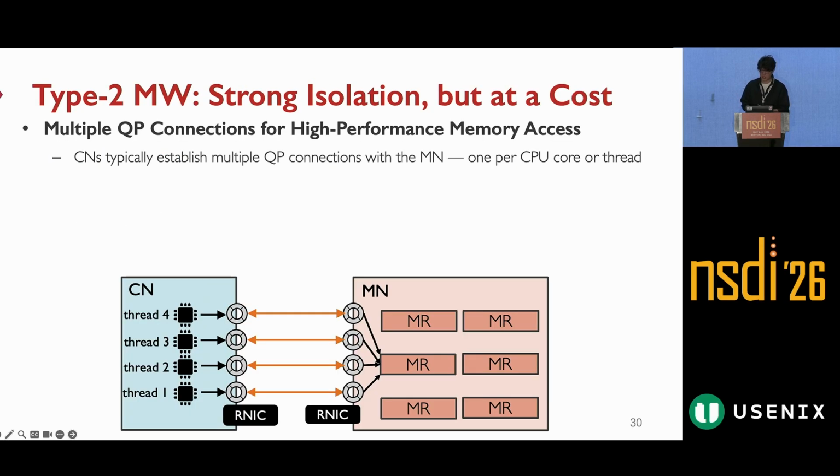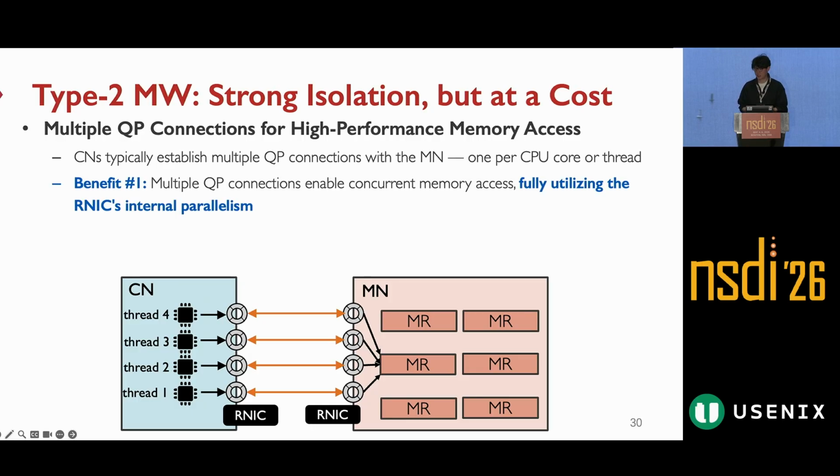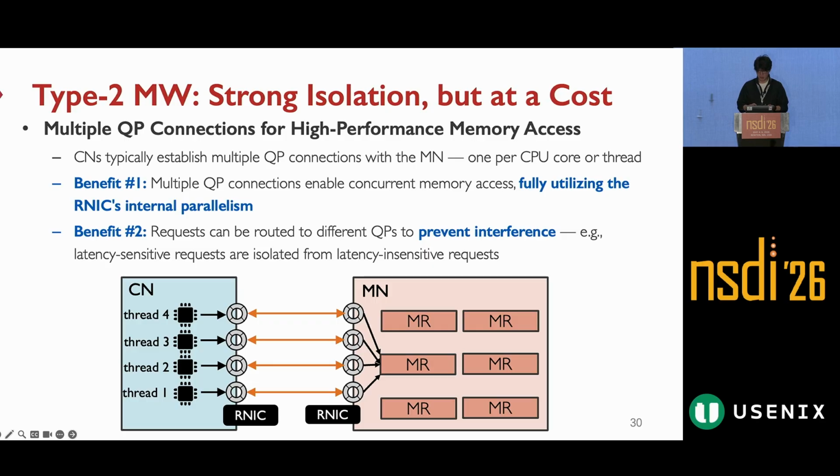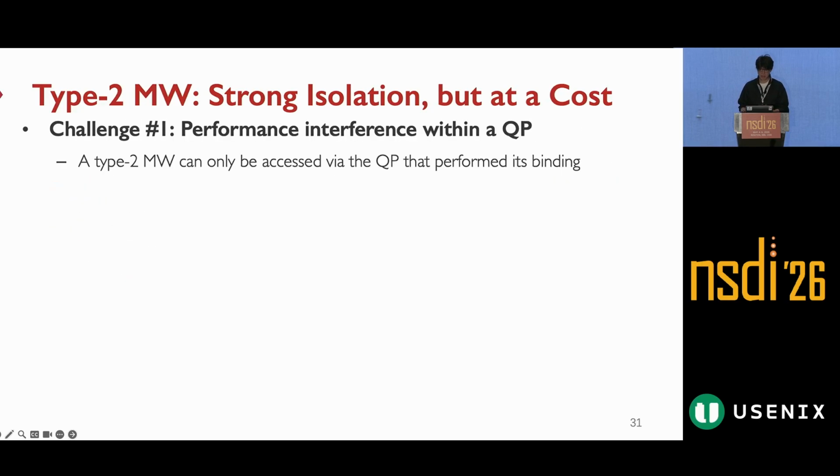A compute node typically establishes multiple QP connections for two reasons. First, multiple QPs can fully utilize the RNIC's internal parallelism to improve the performance of concurrent memory access. Second, requests can be routed to different QPs to prevent interference. For example, in a swap-based system, latency-sensitive swapping requests should not be delayed by latency-insensitive page prefetch requests, right? However, the exclusive assignment property of type 2 memory window conflicts with this model of QP setup, creating two performance challenges.